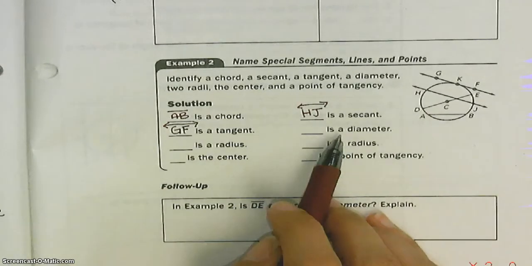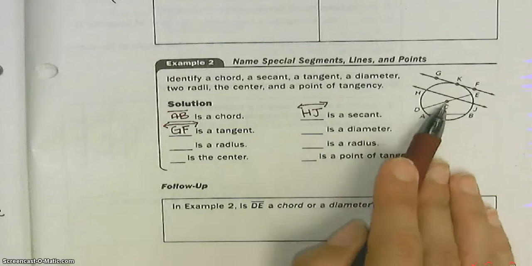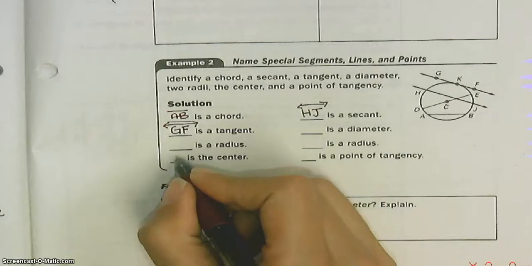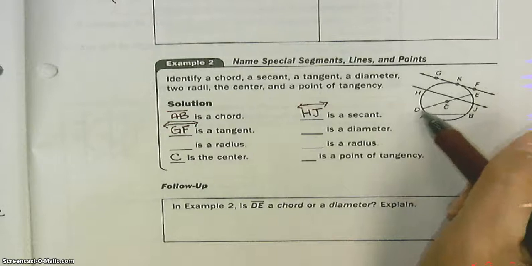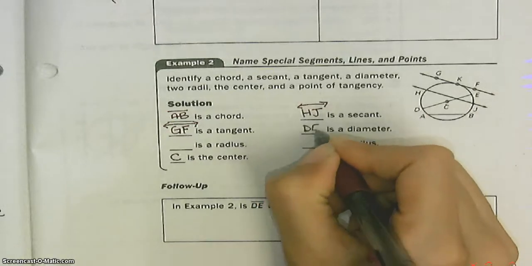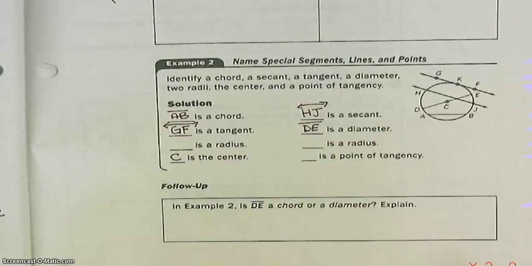Blank is a diameter. So it has to go through the center. Here's the center. Oh, C is the center. We may as well put that in now. C is the center. And here's a segment that goes through the center. All the way across. You could call it ED as well.